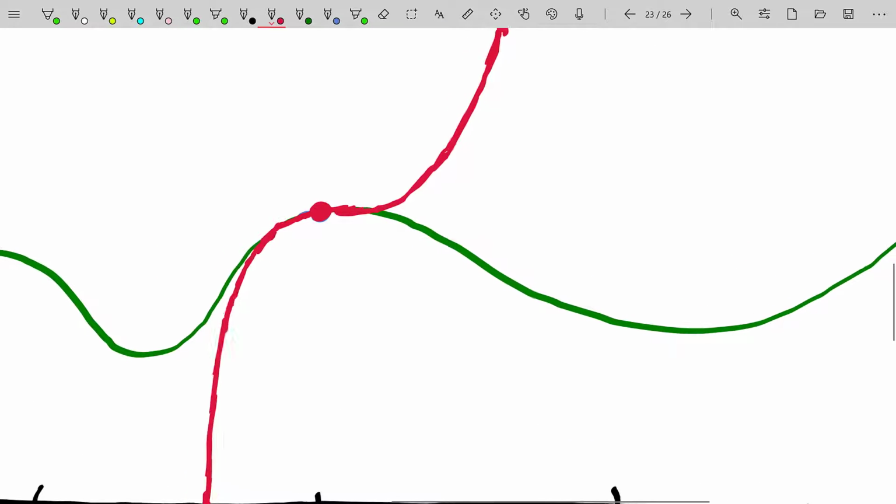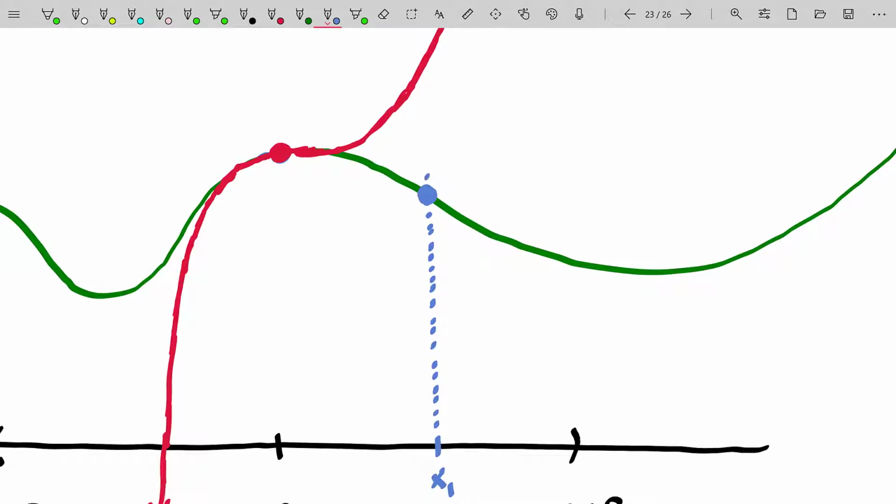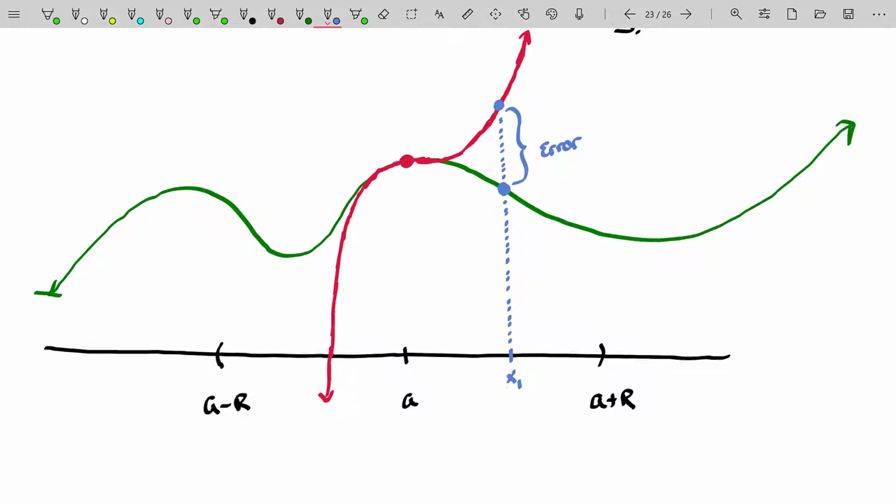So for example, now I'm going to go ahead and use blue. If I'm looking at this x value right here, which I'll call x sub 1, well, the original function's value at x sub 1 is whatever that y value is. However, our approximation is way up here. This right here is our error, how far off we are from the true value of the function. So you can see that error can be pretty wild if you're far away from the center. However, the closer that you get to your center, the less error you're going to have typically.